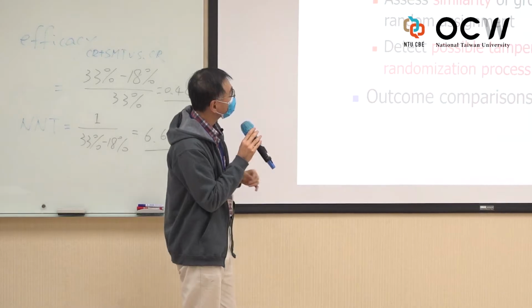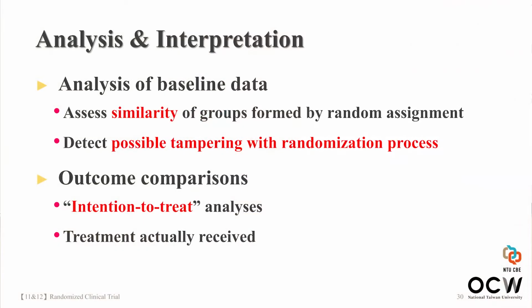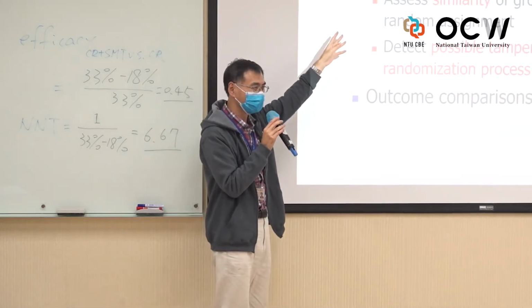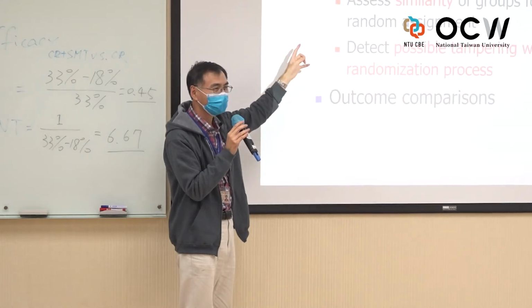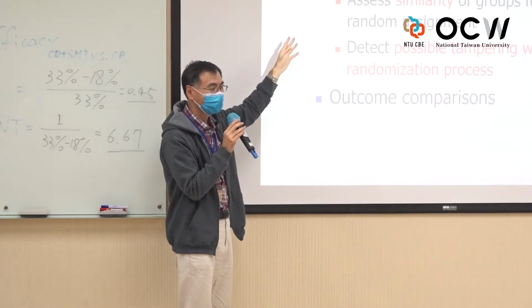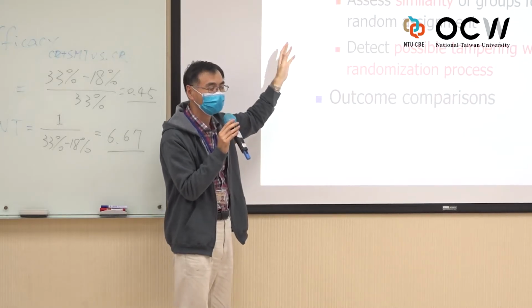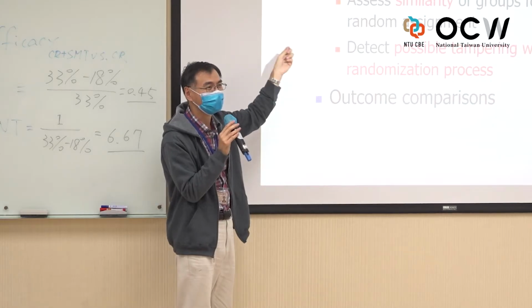The analysis of baseline data is basically, there are two major points. The first one is to assess the similarity of groups formed by random assignment. That's the most important thing about randomized control trial, because we perform the random allocation. So theoretically, everything about the two comparison groups should be very similar or even the same to each other, right? So we need to check it out to see if it really works.